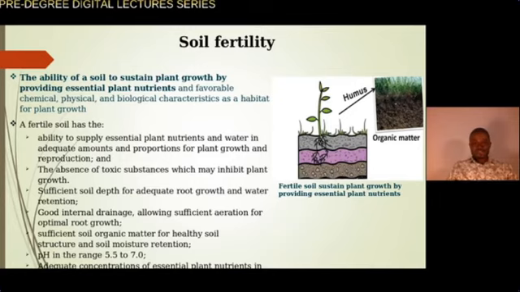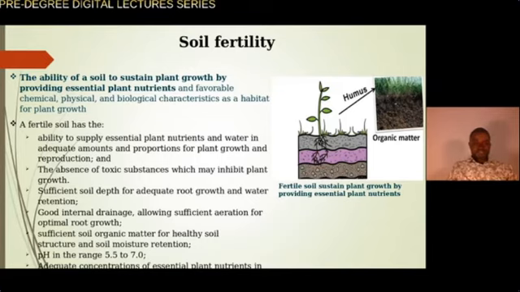And the fertile soil is also characterized by the absence of toxic substances which may inhibit plant growth. It's not all about having the nutrients that matters, but whenever the effect of the nutrients is impeded by pollutants or compounds that inhibit plant growth, the soil is no longer described as being fertile.